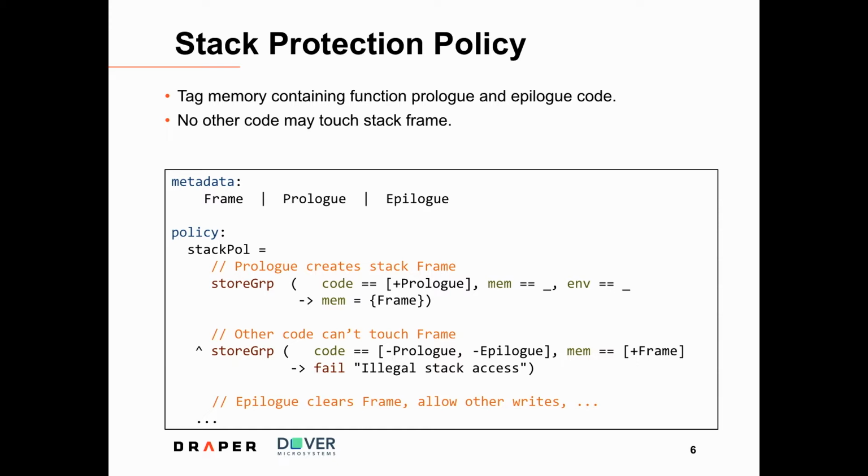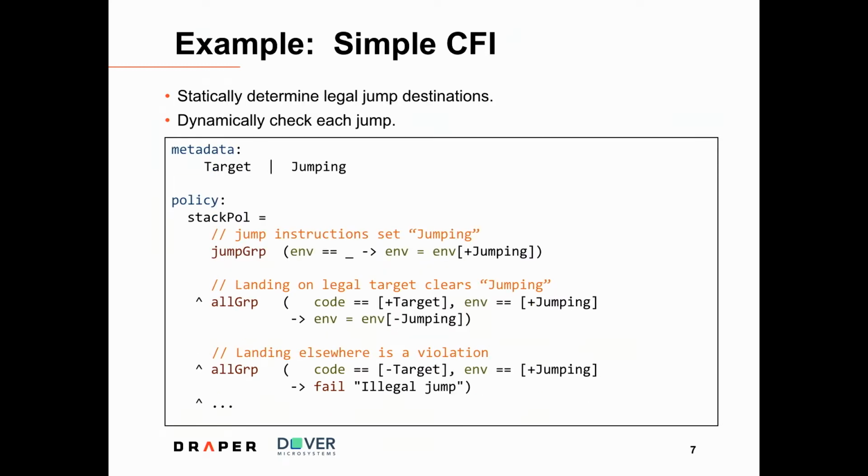And then the next rule I've shown here is an explicit failure, which we didn't have in the last policy. And this one says, okay, if I'm executing an instruction that's not part of a prologue or an epilogue, and the memory that I'm storing to is tagged as being part of a stack frame, then reject this instruction as part of an illegal stack access, because only the epilogue is allowed to modify stack frames once they've been set up. Okay, so let me do a last example briefly. And this is a very simple coarse-grained control flow integrity policy. So the high-level idea of this policy is this.